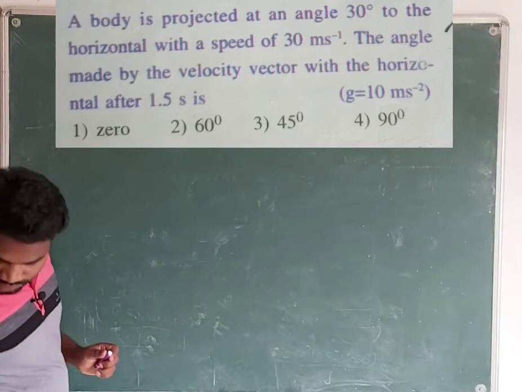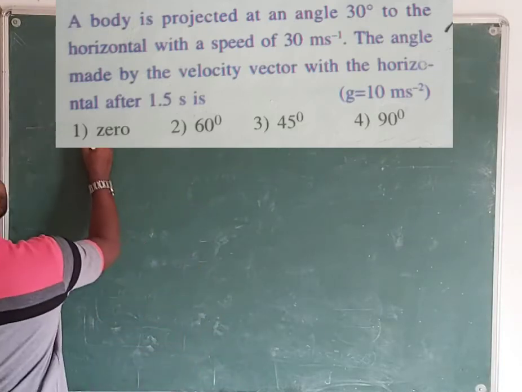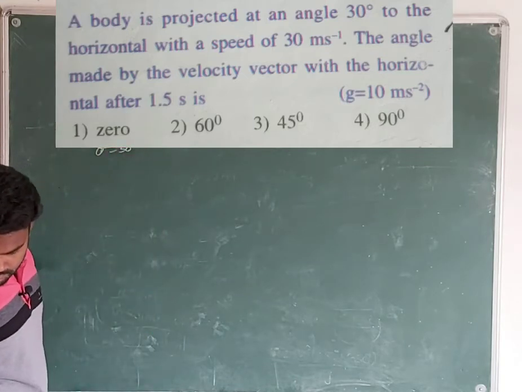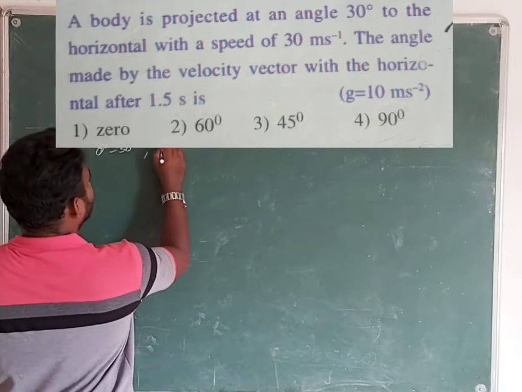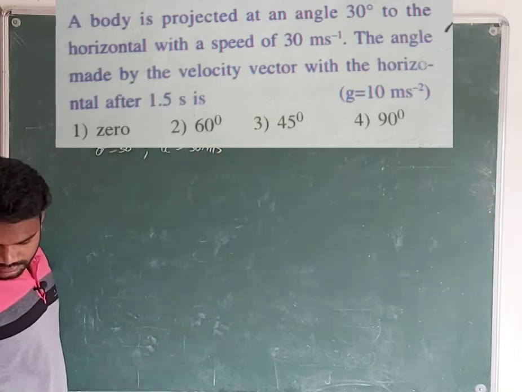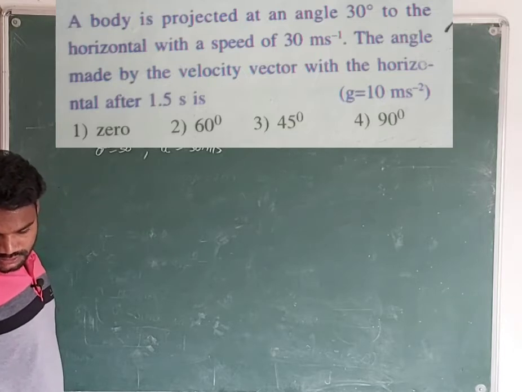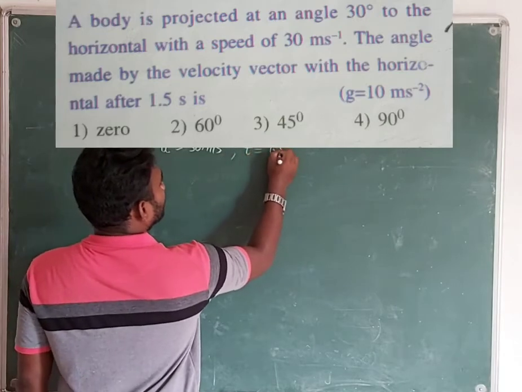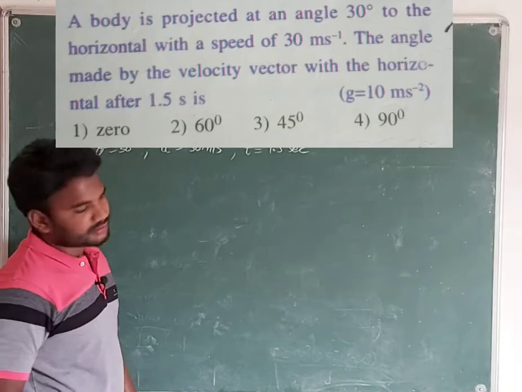Next, let me go for one more question. A body is projected at an angle of theta, so theta is equal to 30 degree, to the horizontal with a speed of u is equal to 30 meter by second. The angle made by the velocity vector with the horizontal after 1.5 second. The time period is given as 1.5 second. What is the angle made by the velocity vector? That's what it is asking.